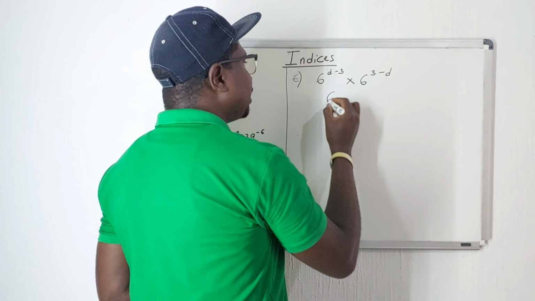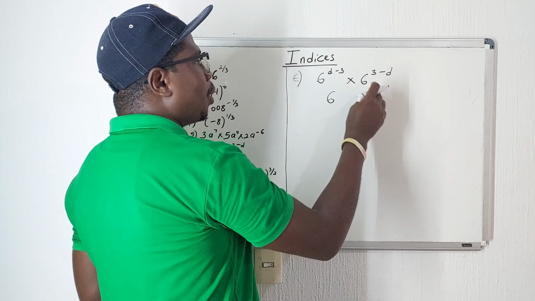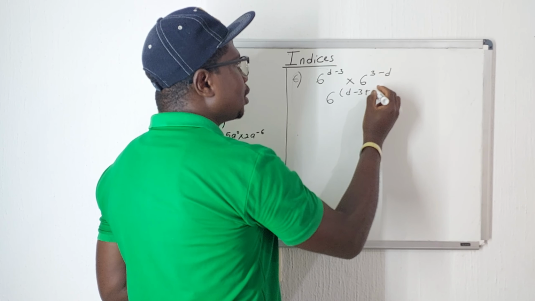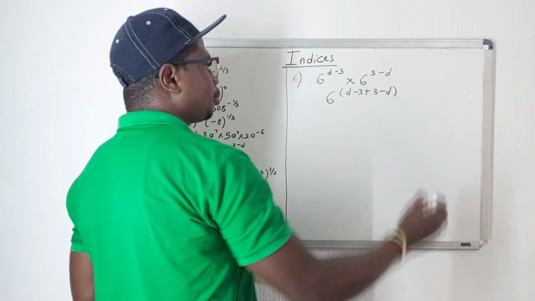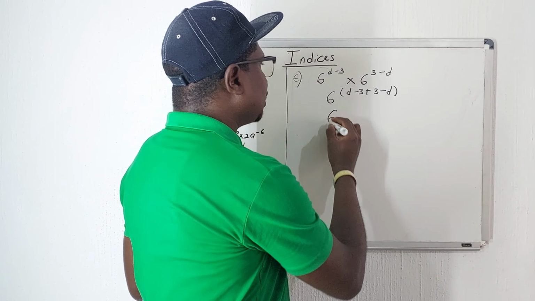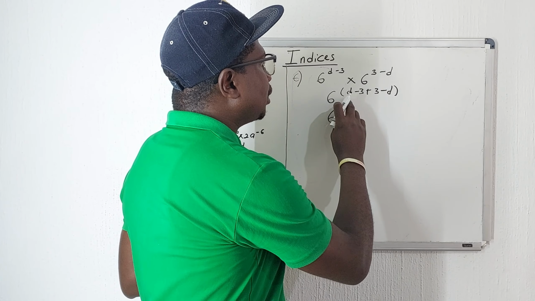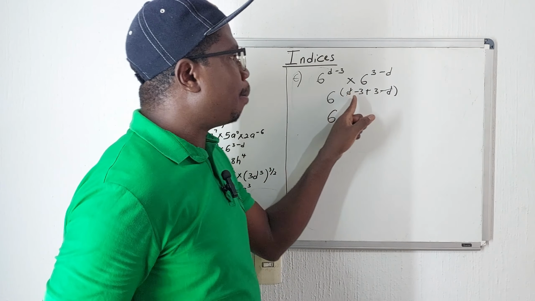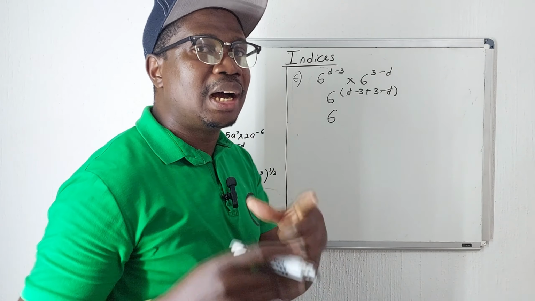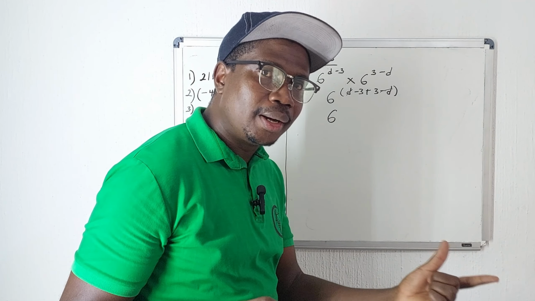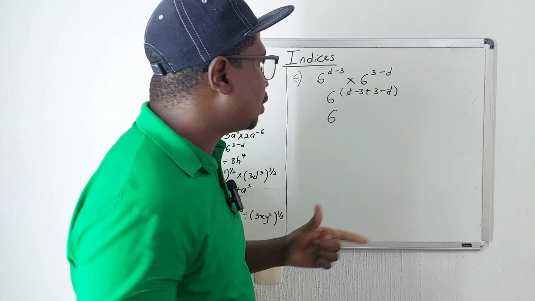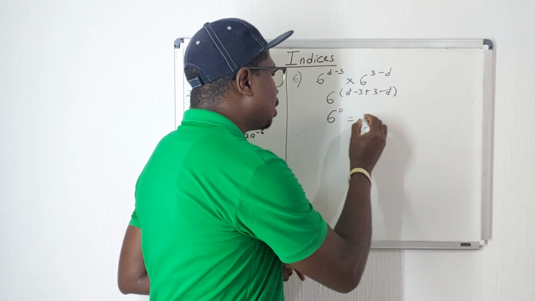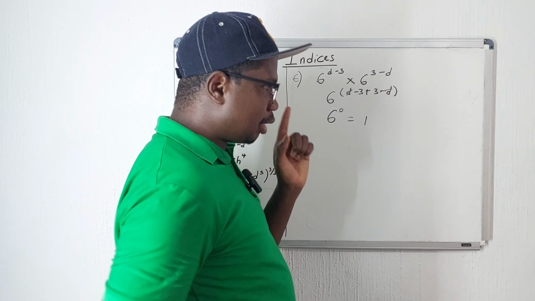So this is 6. We take 1 base, add the powers, d minus 3 plus 3 minus d. And now we have 6 to the power, d minus d is what? It cancels, 0. Minus 3 plus 3 is 0. I have 3 naira and I'm owing 3 naira. I'm not going to be owing, I don't have again. So everything will be 0. And 6 raised to power 0 is 1, from the fourth law of indices, remember.